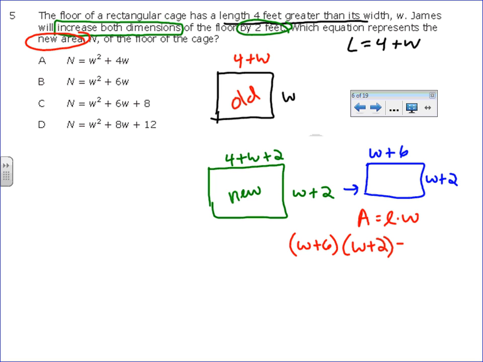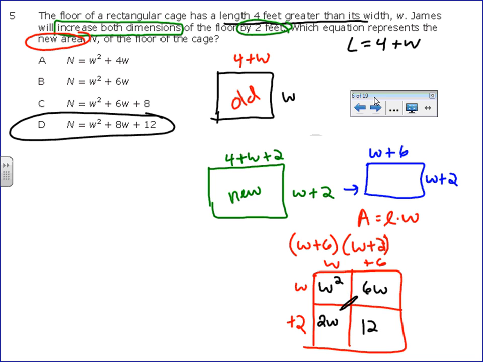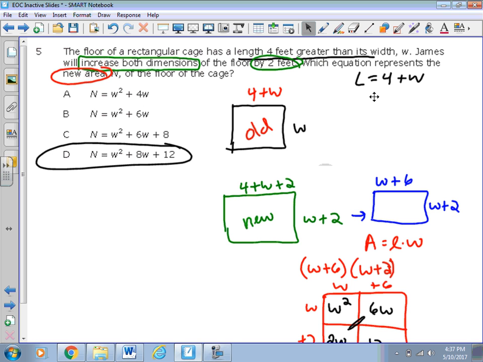And then I just need to multiply that out. So you can FOIL or you can use the box method. Okay, I'm just going to go ahead and use the box method. It's going to be W plus 6, W plus 2. So W squared plus 6W plus 2W plus 12. These are going to combine to give me 8W. That is it.